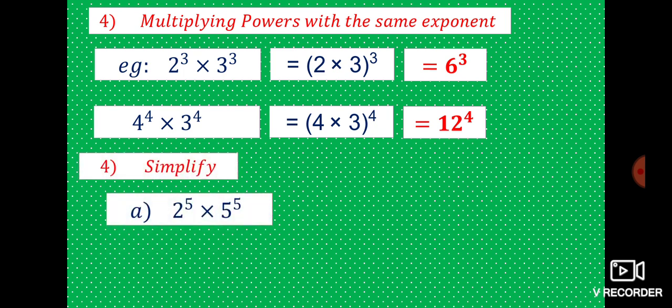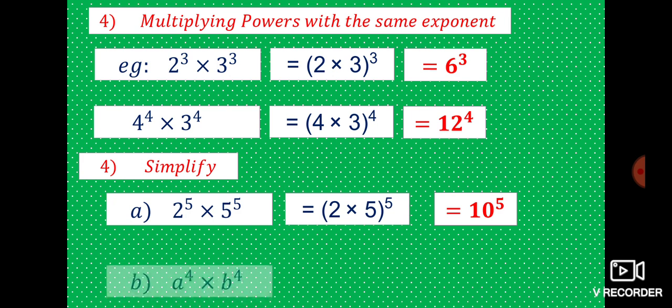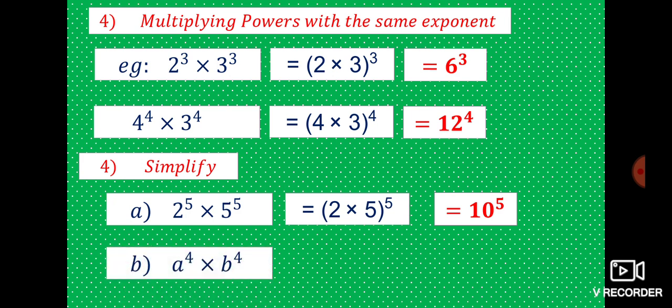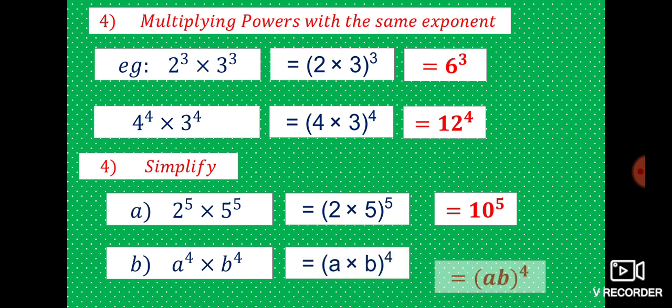Next, questions based on this law. 2 raised to 5 into 5 raised to 5 is 2 into 5 whole raised to 5, which is 10 raised to 5. A raised to 4 into B raised to 4 is A into B whole raised to 4. A into B we can write as AB. Either you can write it like this or this one. Both are equal: AB raised to 4.